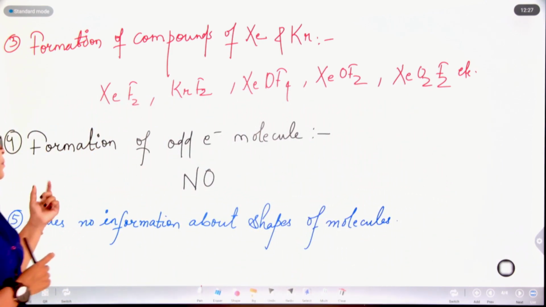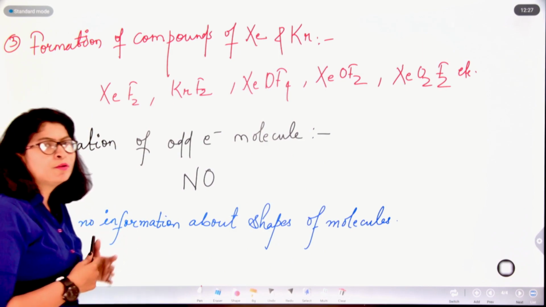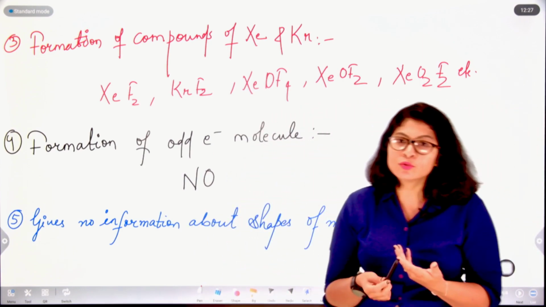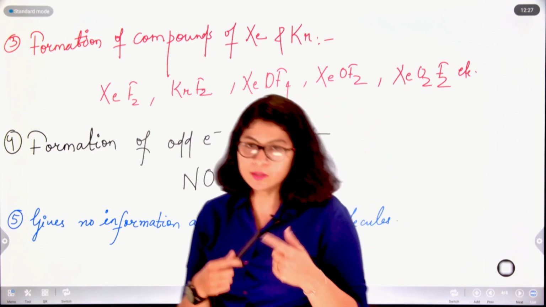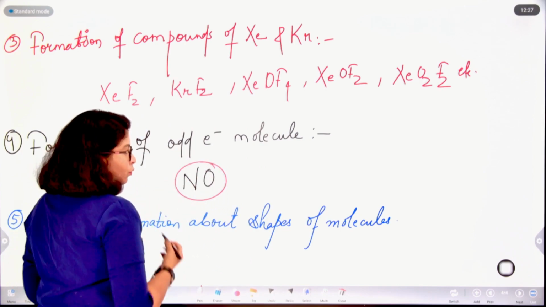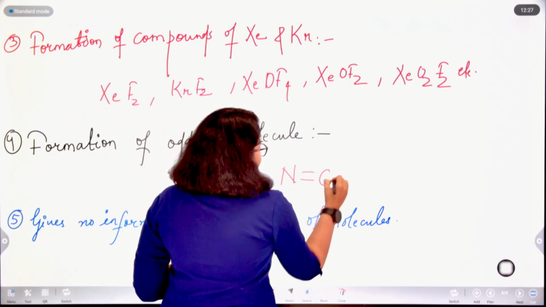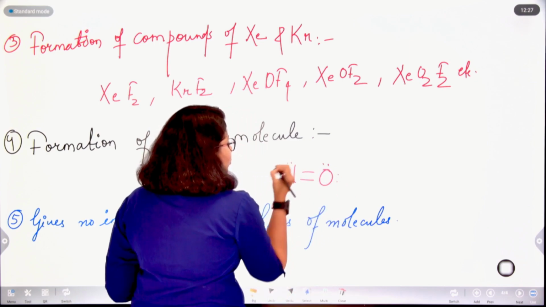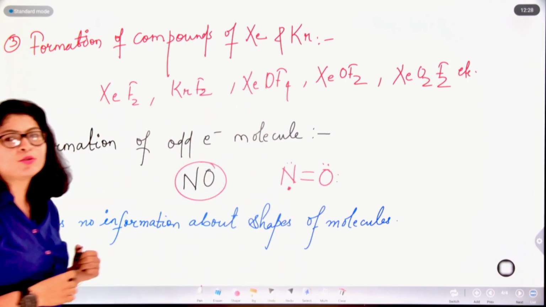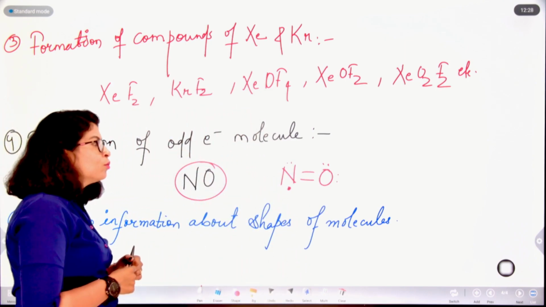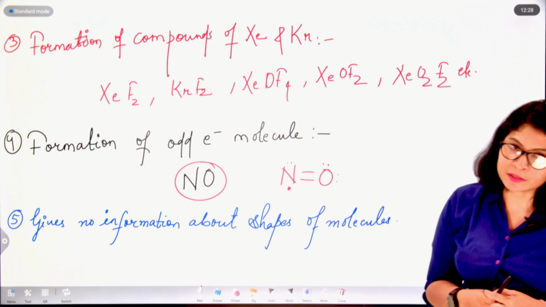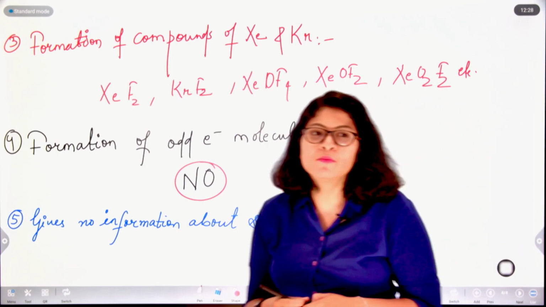Next is formation of odd electron molecules. From the octet rule, the atom has to acquire 8 electrons around itself in order to be stable. But if you observe the structure of NO, oxygen is having 2 lone pairs, nitrogen is having 1 lone pair, but also an unpaired electron. This is the structure of NO. The octet rule does not suggest anything about odd electron species, so this is also one of the limitations of the octet rule.